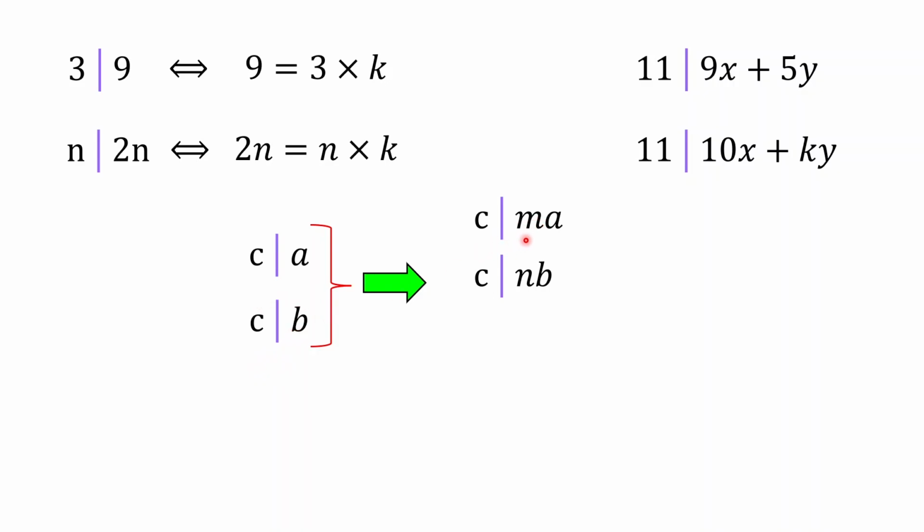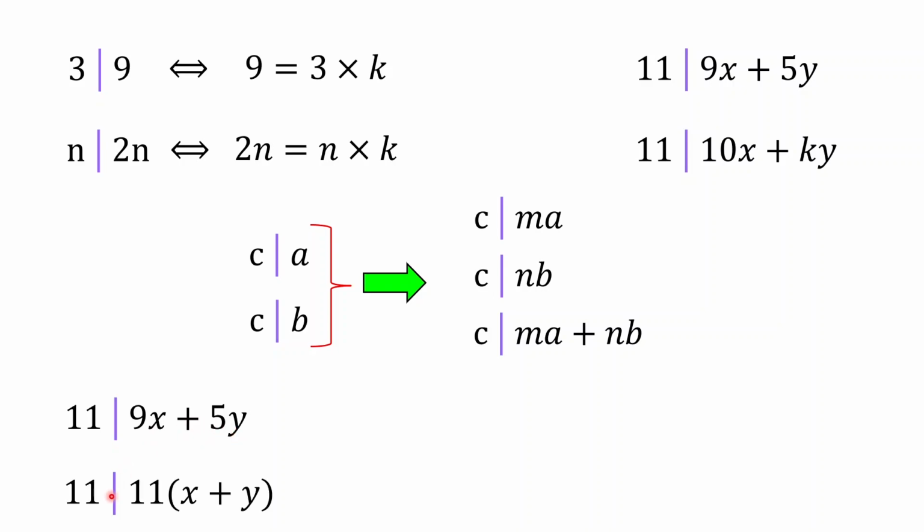Now if c divides ma and c divides nb, we can also say that c divides the addition of these two, ma plus nb. So if c divides a and c divides b, we can immediately conclude that c also divides ma plus nb. From the question, we know that 11 divides 9x plus 5y. We also know that 11 divides 11, so it also divides 11 multiplied by something, x plus y here.